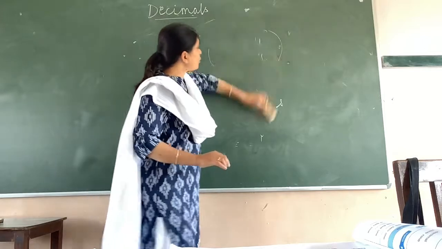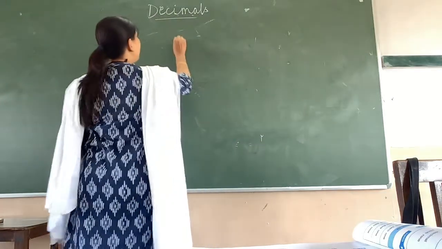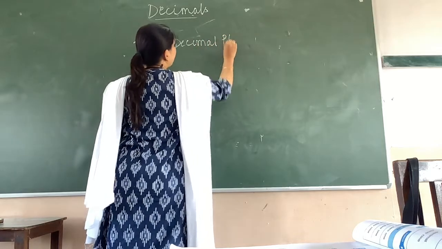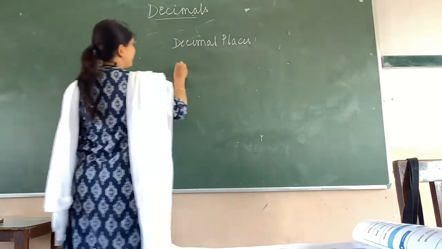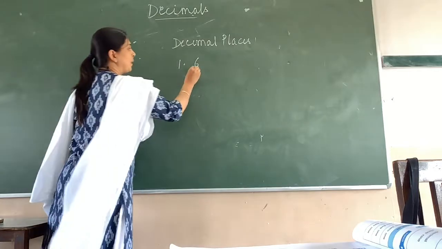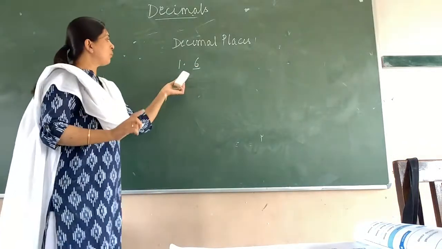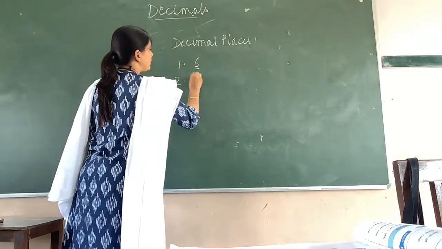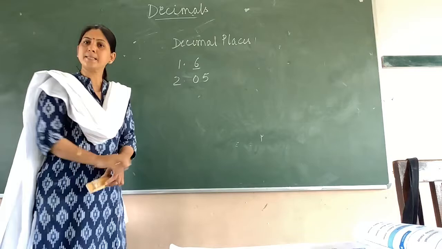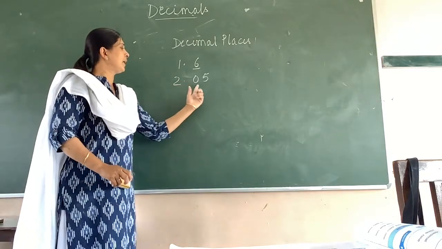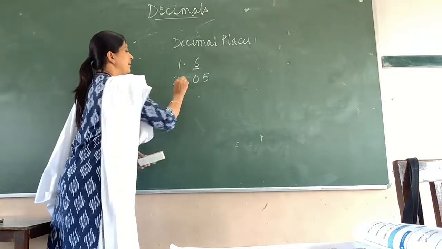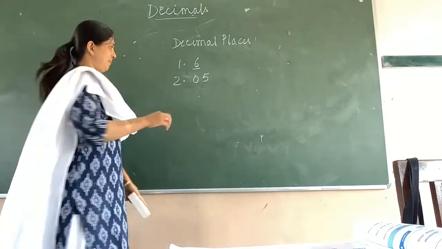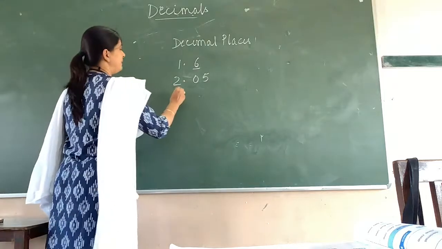Now, you also know what are decimal places. Now, see, suppose 1.6, there is one digit after decimal. So, 1.6 has one decimal place. Now, 2.05, how many digits are after decimal point? There are 2 digits after decimal point. So, 2.05 has 2 decimal places.